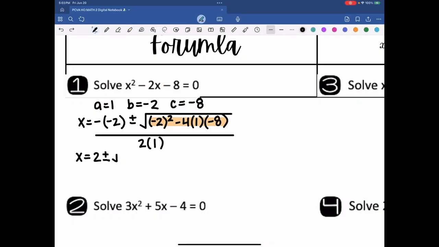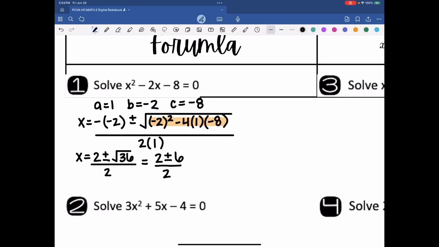So I'm going to take the square root of 36, and that's going to be divided by 2 times 1, which is 2. Now, I am going to simplify this. The square root of 36 is a perfect square, so we should have two real solutions, because the square root of 36 is positive. So we have 2 plus or minus 6 divided by 2, which is going to be 2 plus 6 divided by 2 and 2 minus 6 divided by 2.